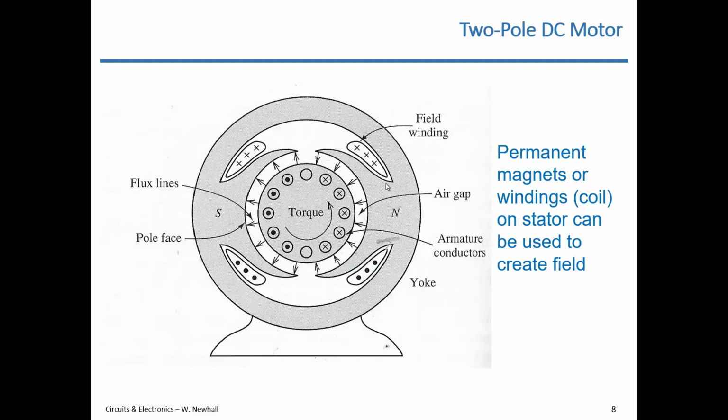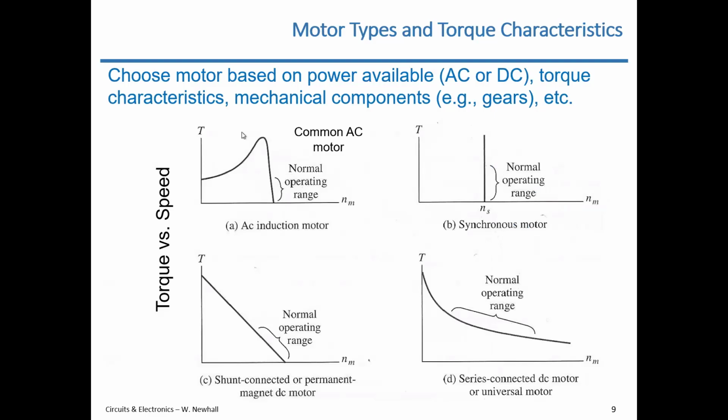Now there are different types of electric motors, and motors are often chosen based on what power is available. Is it AC power or is it DC power? What kind of torque characteristics and maybe even speed characteristics do you need out of the motor? And then what mechanical components do you have available? Gears, pulleys, etc. So these four plots show torque versus speed.